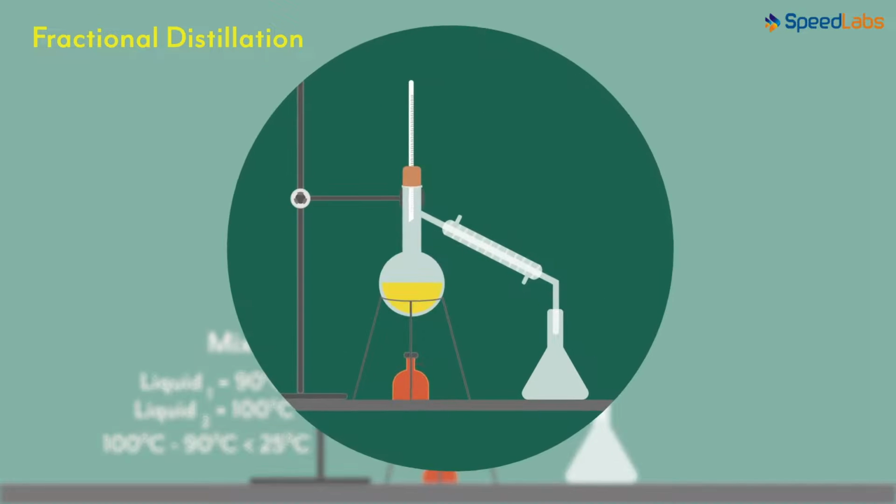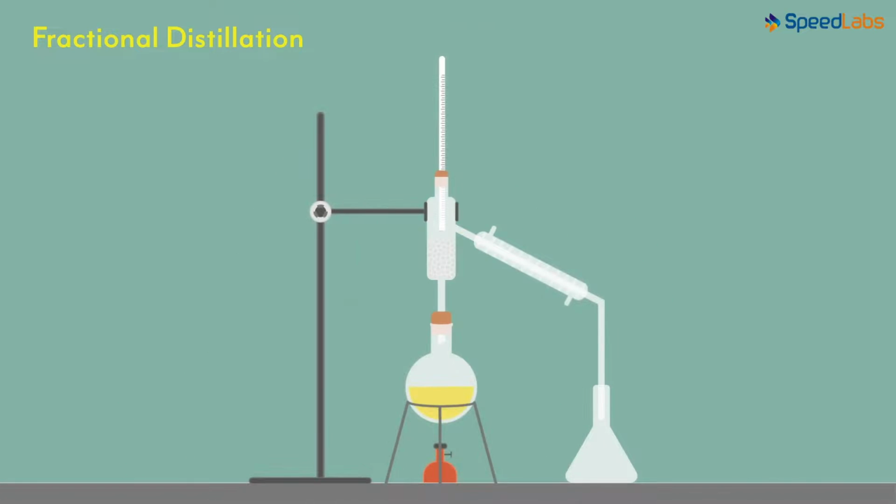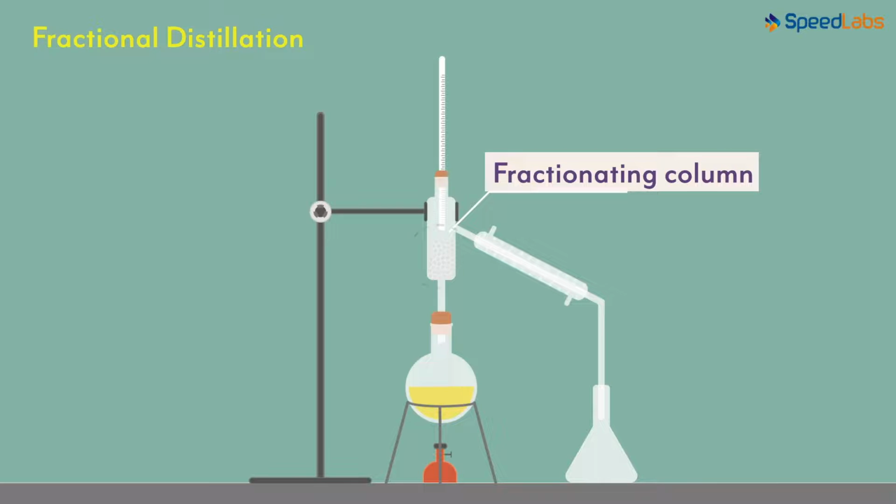If we use simple distillation, both the liquids will evaporate almost at the same time and the liquid collected in the beaker would still be a mixture. The only way out is the placing of a fractionating column. What does this column do? It has these glass beads which provide vapors the surface to condense again and again.